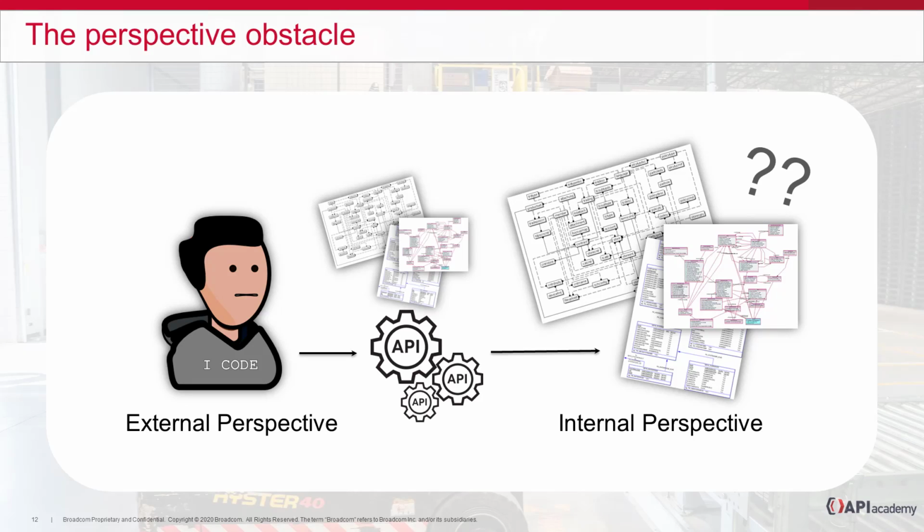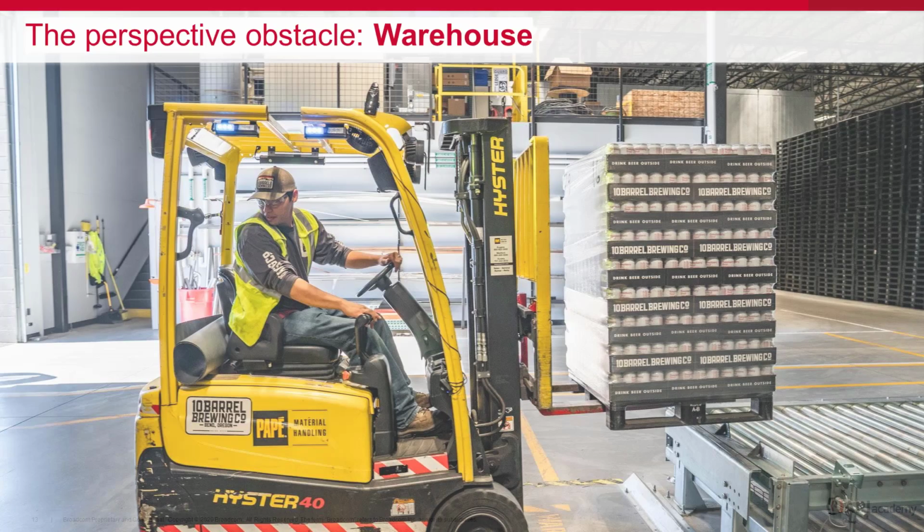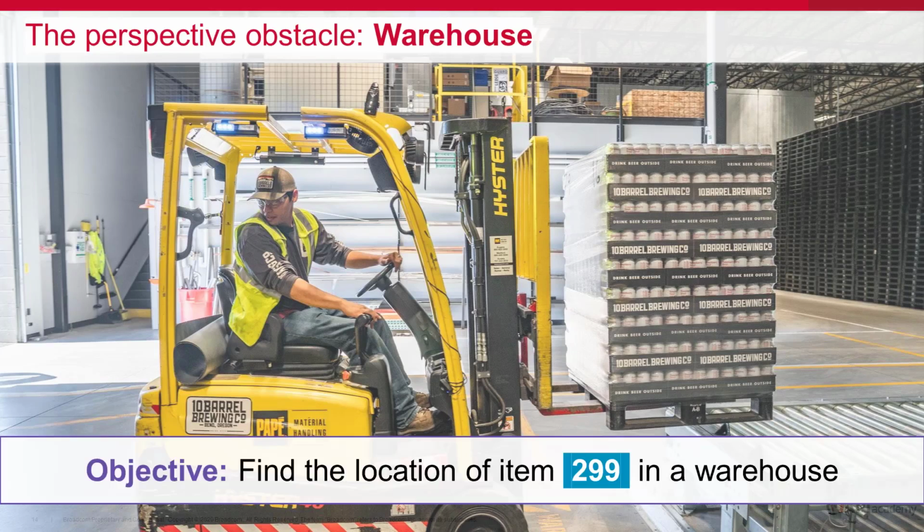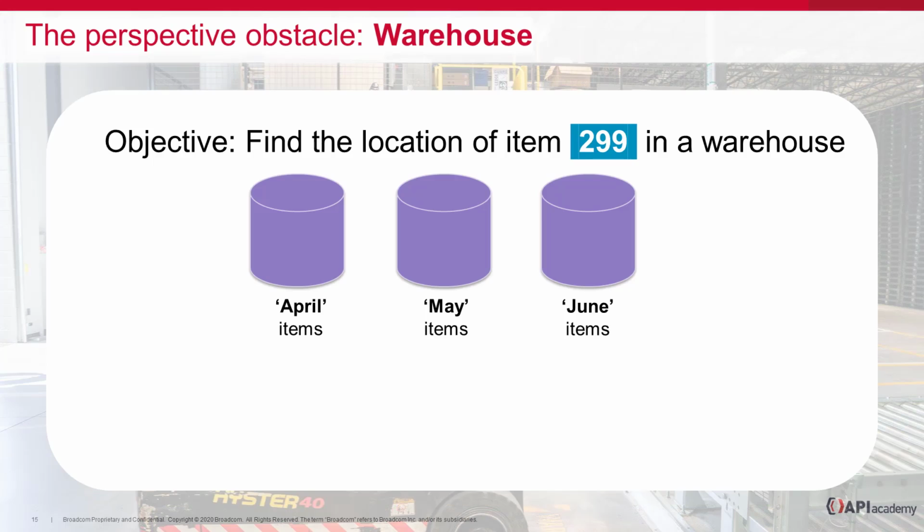In this example, we want to support a relatively simple interaction. Find the location of an item in a warehouse. We'll find that our internal systems may bring some complexity to the situation. For example, a lot of businesses manage their inventory on a first-in, first-out basis. What if items are categorized based on the time that they arrive in the facility, and each of these categories is stored in different sections of the warehouse?